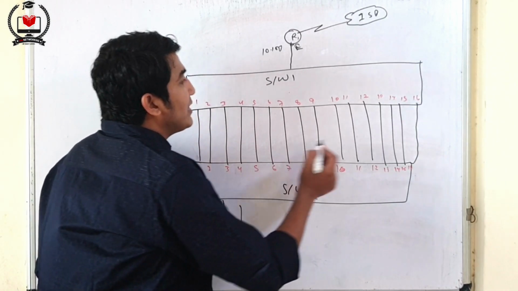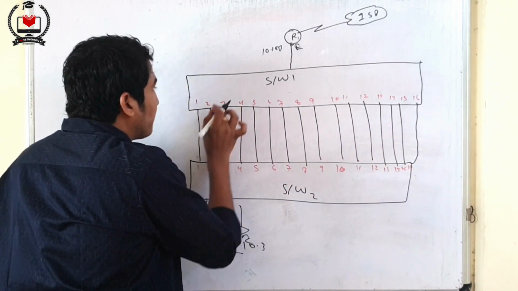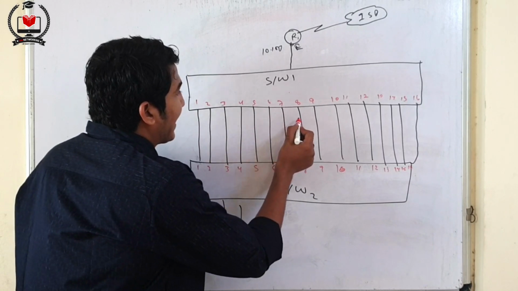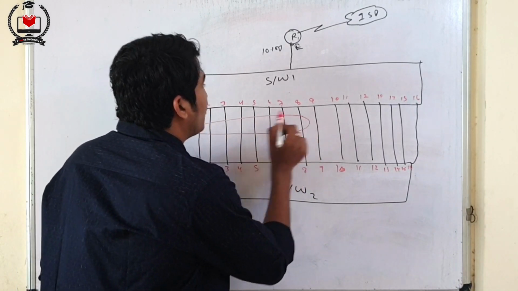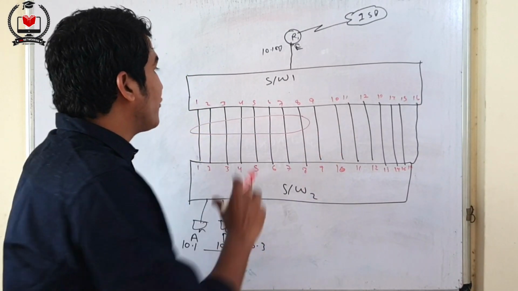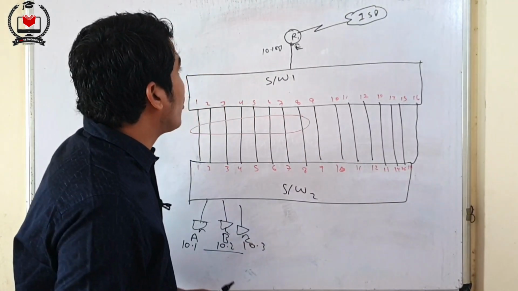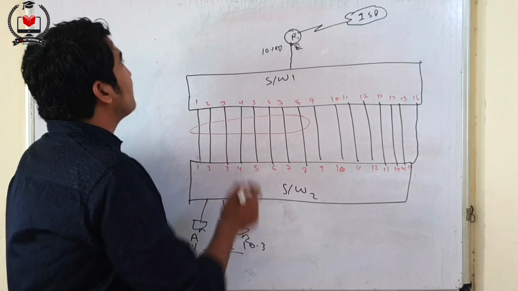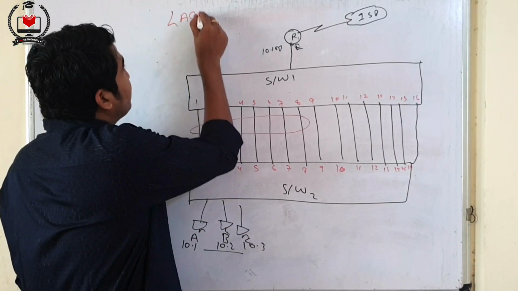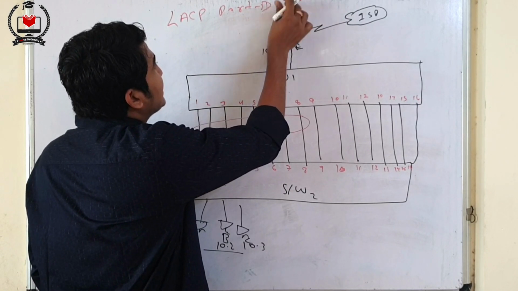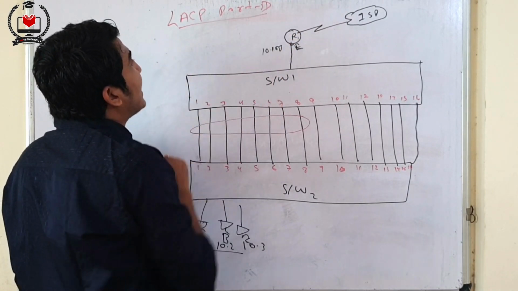So now here in between the switches we have 16 links, so 8 links will become active. Which 8 links will become active and which 8 will become standby? Guys, for that we have a concept in LACP, that is nothing but the LACP port ID. What is the LACP port ID?